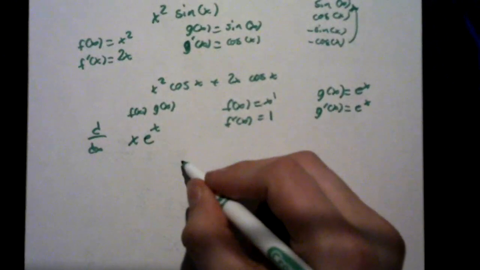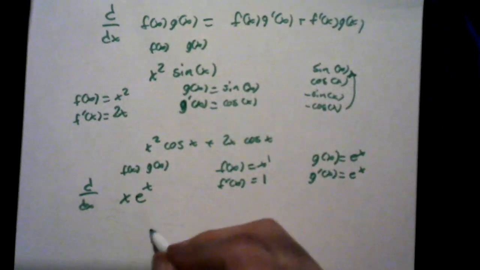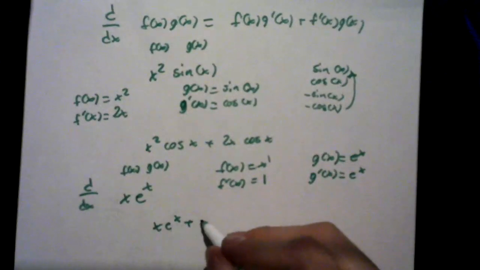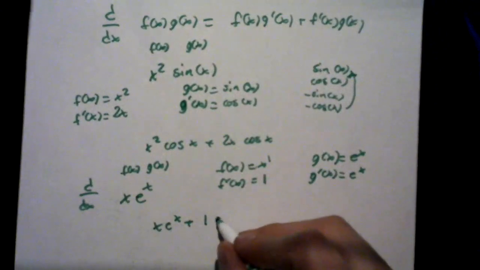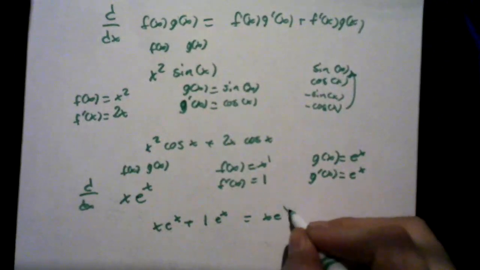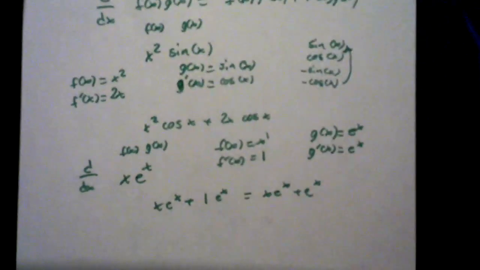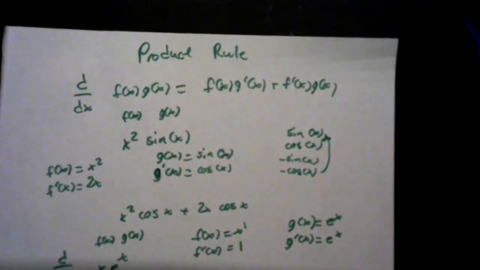Let's slide this down a little bit. So we have x times e to the x plus 1, which I'll still put out there, times e to the x. Or it is x times e to the x plus e to the x, and that's the derivative. So basically, if you memorize this formula, that's how you find the derivative of two functions that are multiplied together.